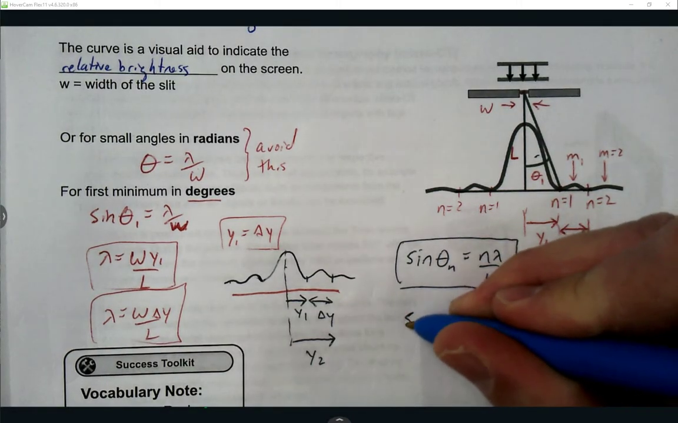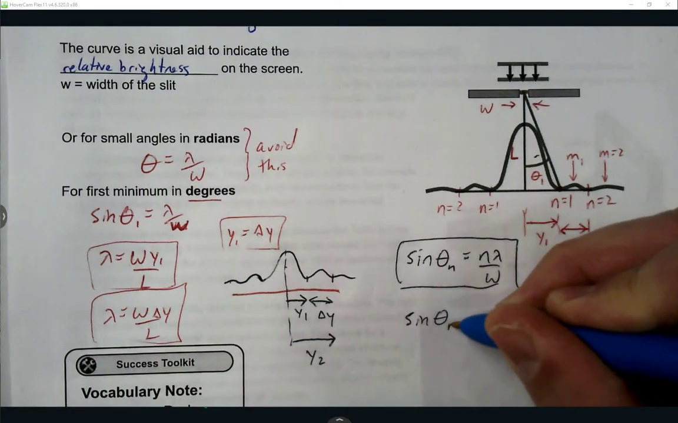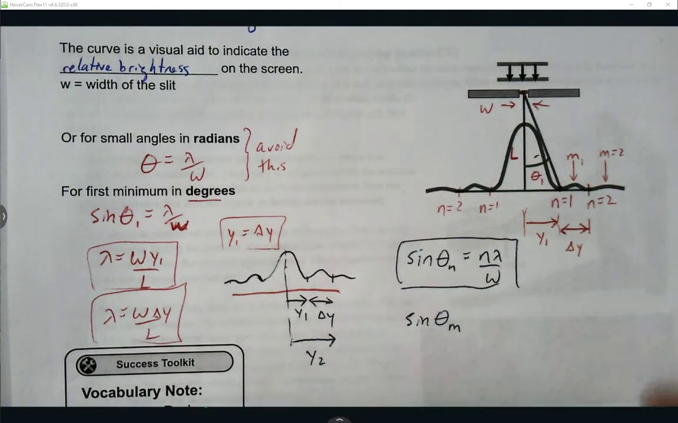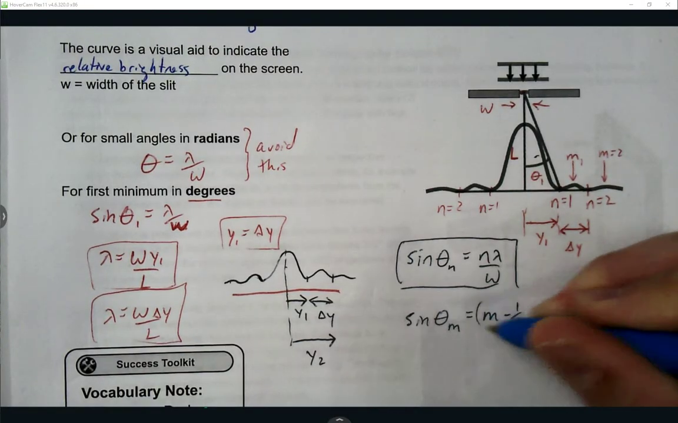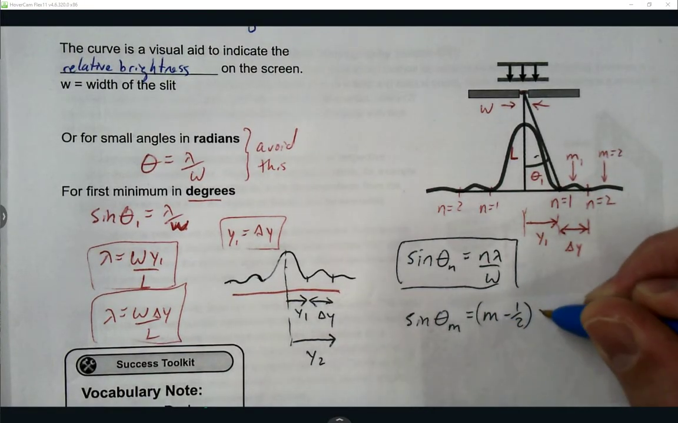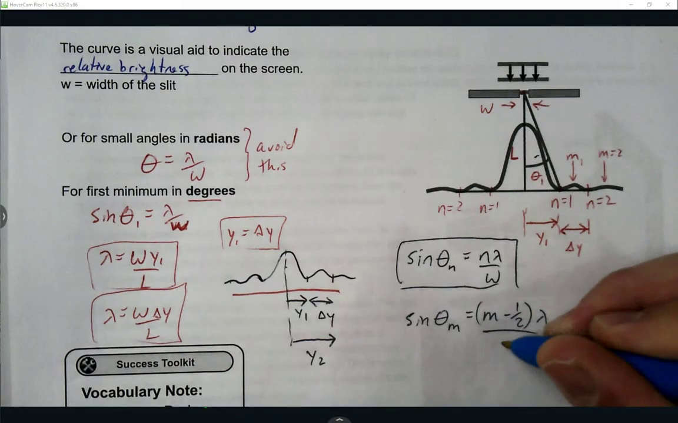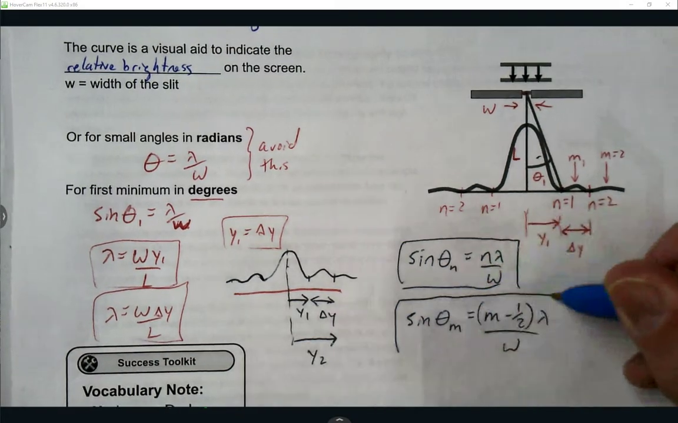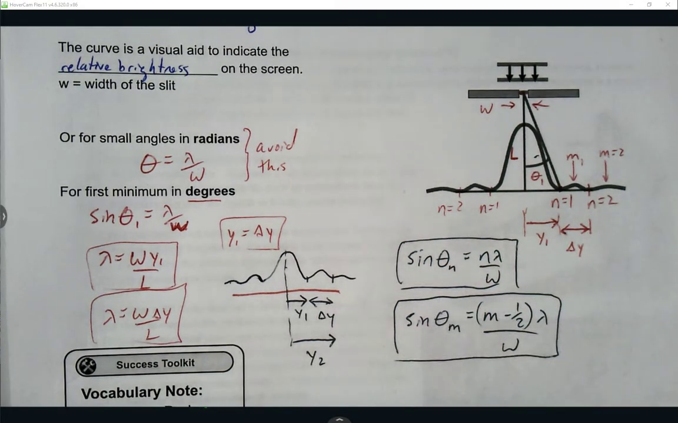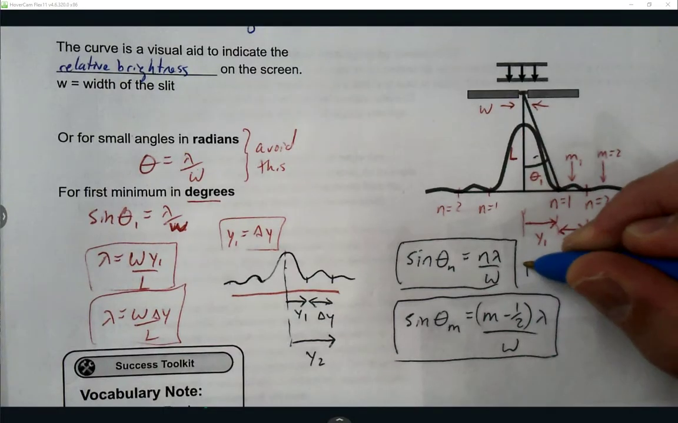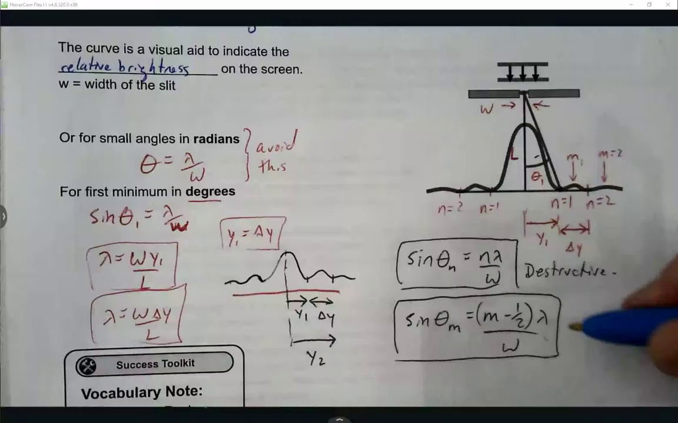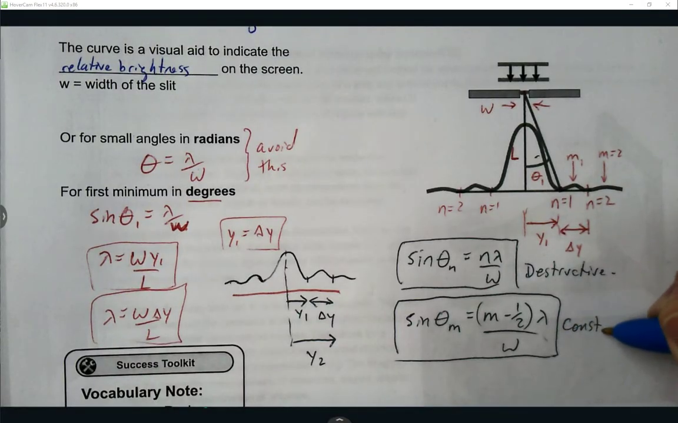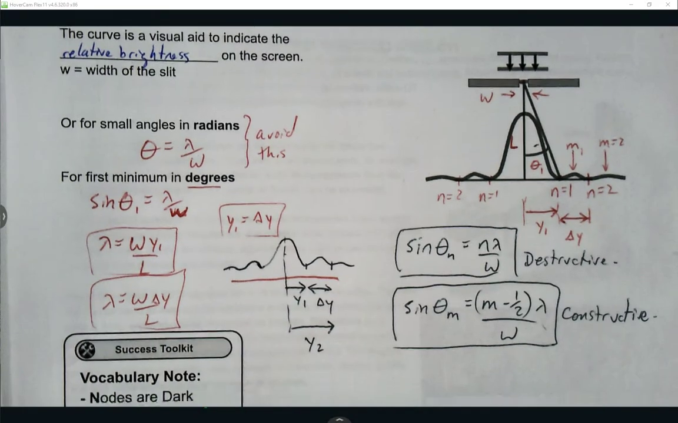And likewise, the theta value that would be associated with a bright spot, I'm going to call it theta m, would be equal to m minus 1/2 lambda over w. And just like we had in two-slit interference, we had an equation for destructive interference and an equation for constructive interference. So we do again for single-slit interference.